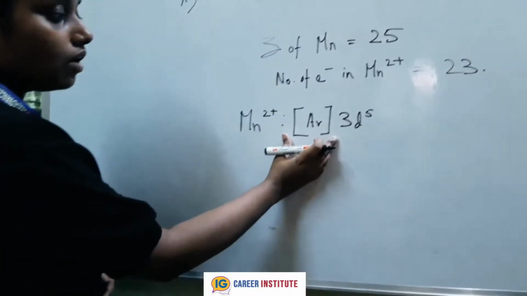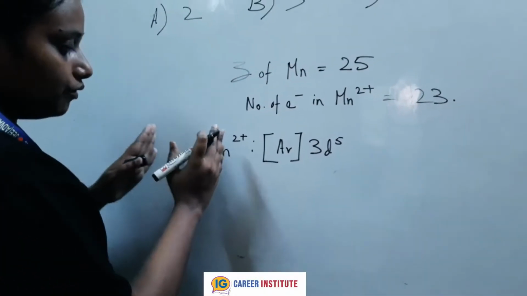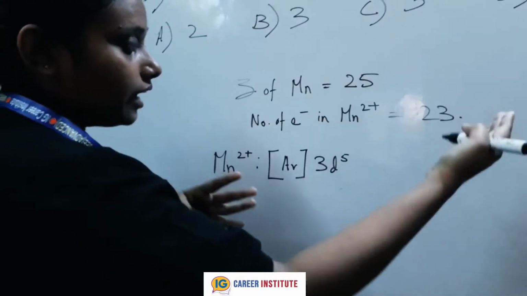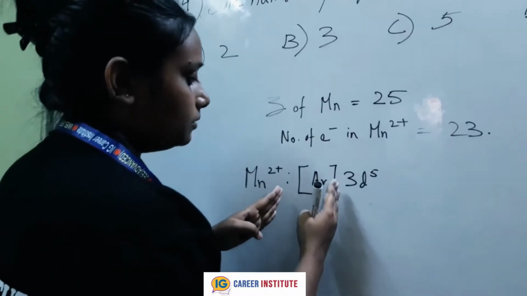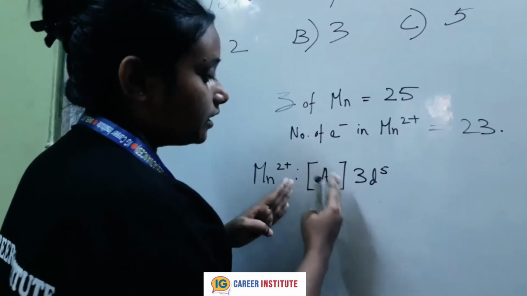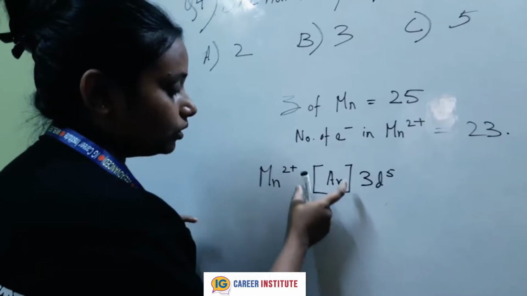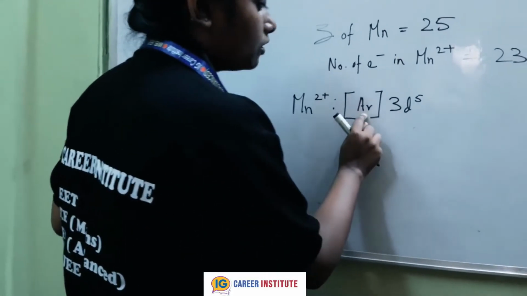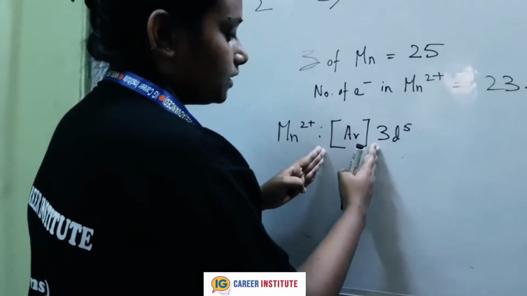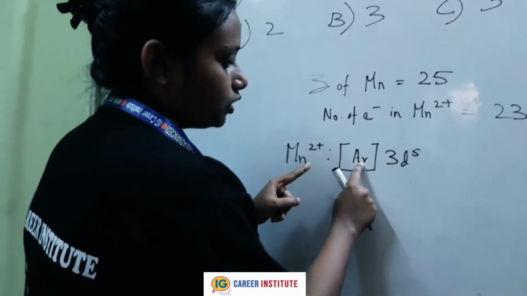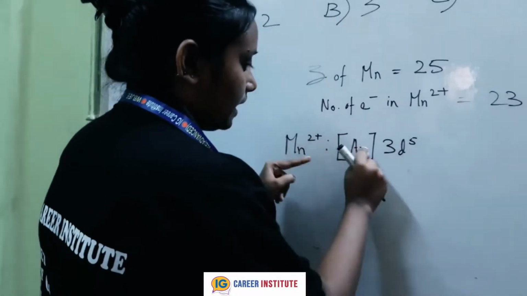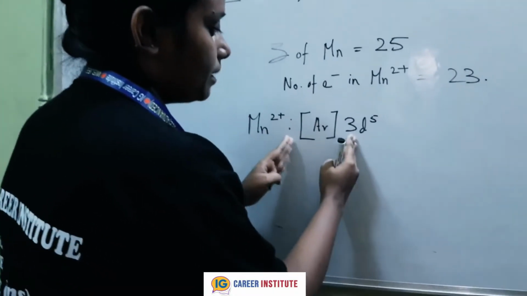Why have I written argon? Because for elements having atomic number greater than 18, we can write the noble gas first. The last noble gas which has the configuration of 18 is argon. So what does this signify? That the electronic configuration of argon is the same as the first part of Mn2+.